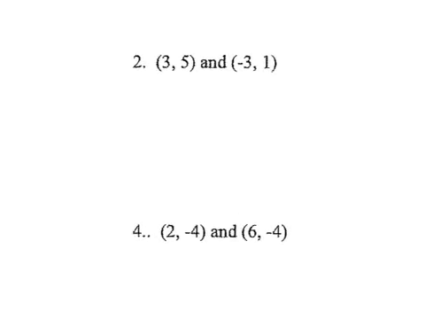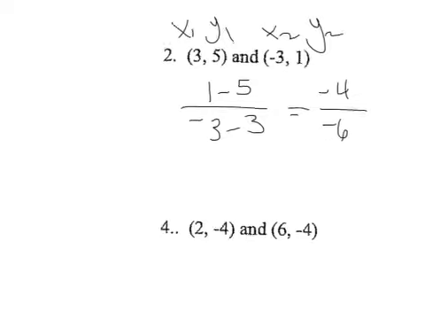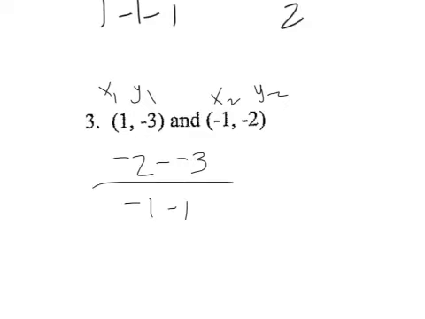Number 2, x1, y1, and x2, y2. We've got 1 minus 5 on the top, negative 3 minus 3 on the bottom. 1 minus 5 is negative 4. Negative 3 minus 3 is negative 6. Number 3, again, x1, y1, and x2, y2. So we've got negative 2 minus negative 3, and negative 1 minus 1. This is going to be a plus, so we've got positive 1 over negative 2.